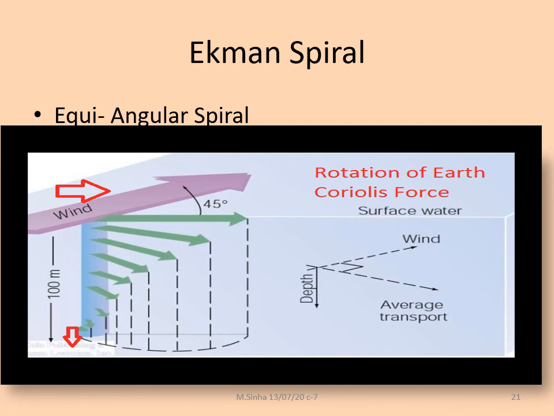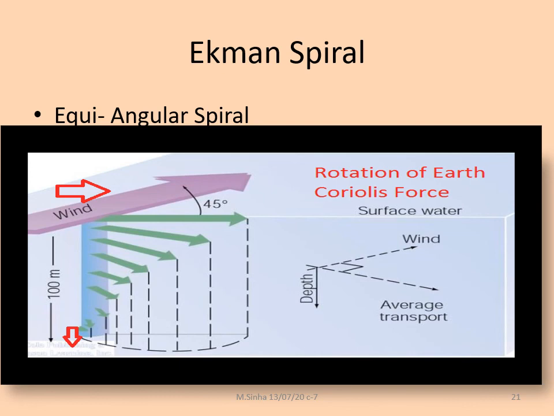There is also a deflection in the lower layer, a right angle deflection of the lower layer, and so on. Below 100 meters, or in the case of the atmosphere, above a height of 100 meters, the wind blows or the oceanic circulation moves just opposite to the upper layer. Those angles are an equiangular deviation, equiangular deflection. That deflection looks like a spiral. That's why it is called the Ekman spiral.